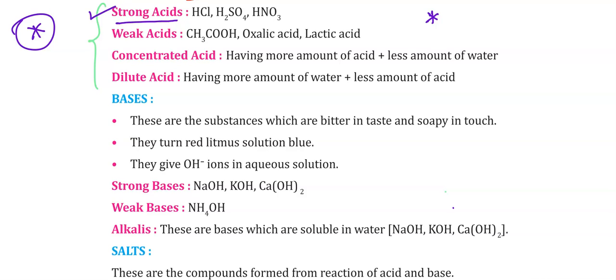Strong acids. What are strong acids? See children, strong acids are nothing but acids in which the reaction will take place very fast. Point number 1, the reaction will take place very fast. If the reaction is fast, then we can say that those acids are strong acids.